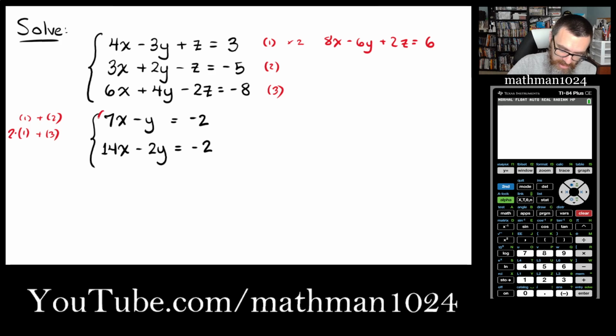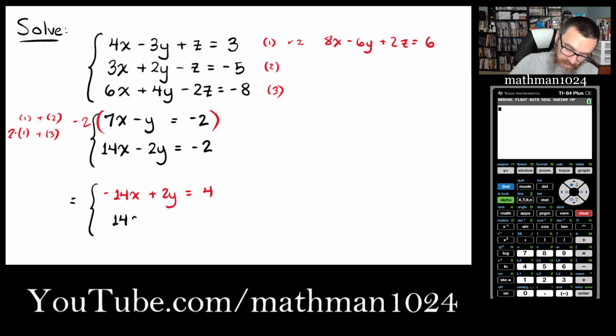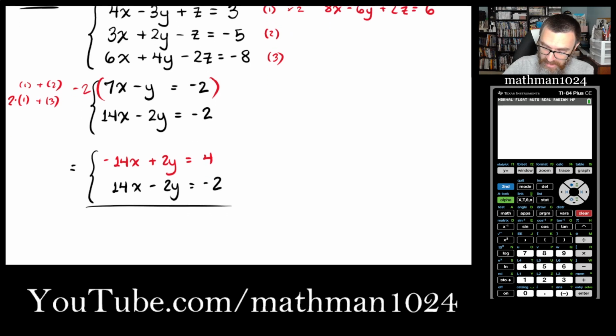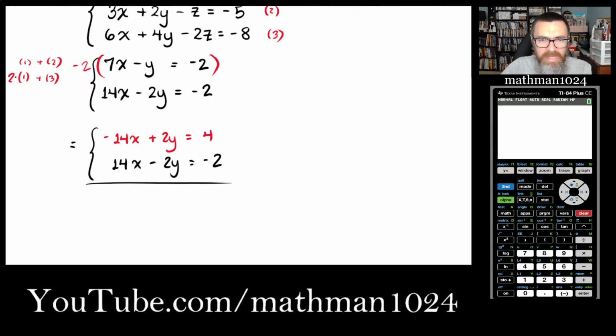So if we multiply this top equation times not just 2, but let's do a -2, right? Because with a -2, it makes this -14x plus 2y. That way we actually get stuff to reduce away. And then we have 14x minus 2y equals -2. So when we combine both sides of the equations, we get, well, on the left we get 0, and on the right 4 minus 2 is 2.